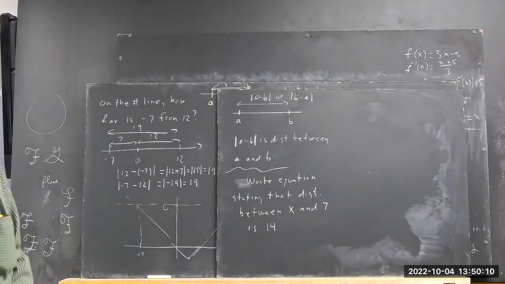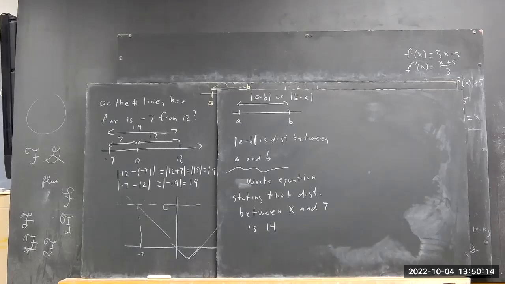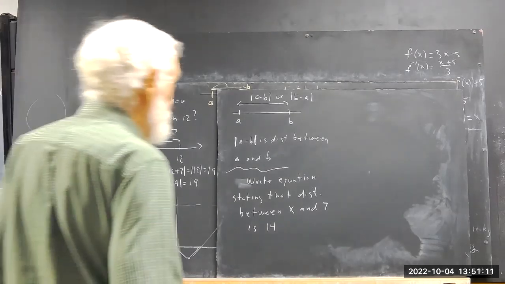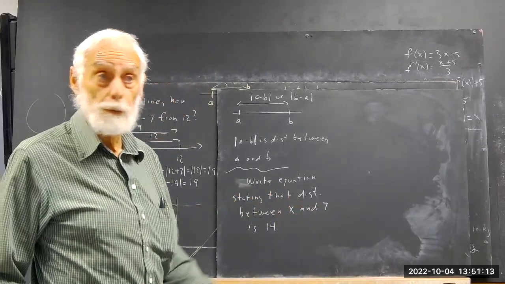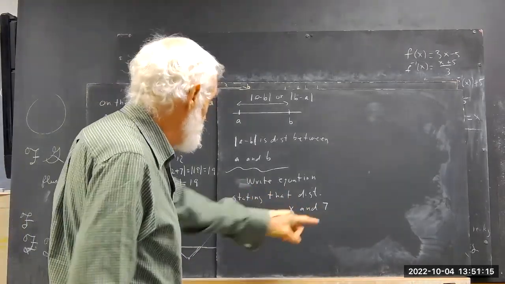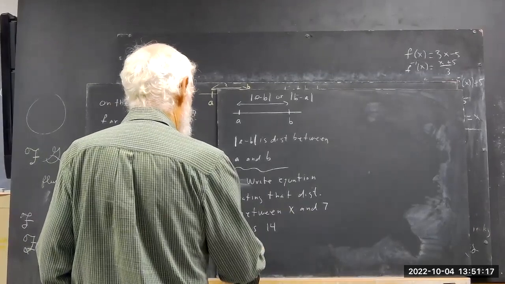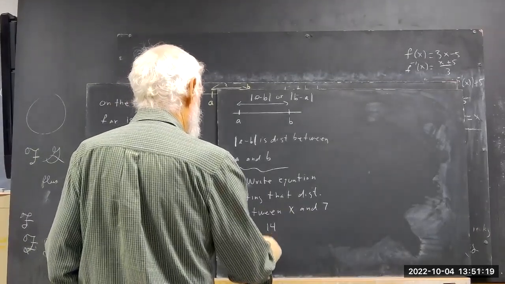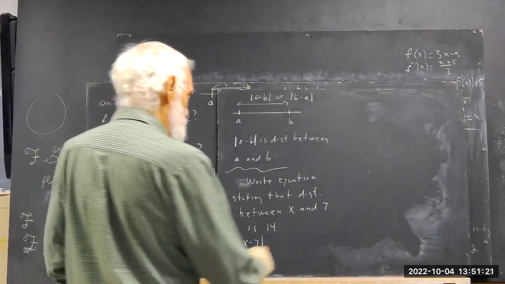The distance between X and 7 is 14. See if you get that down kind of quickly because we're almost out of time. So I'll be telling you in a minute or less. Okay, some people did real well with that. It translates pretty directly. The distance between X and 7 is this, and that equals 14.